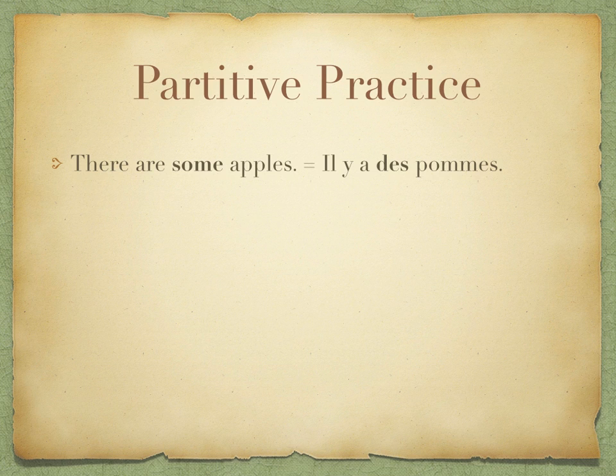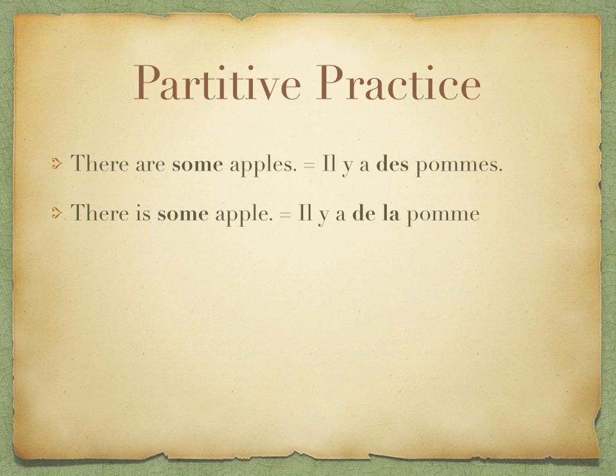But what if we're talking in the singular? There is some apple. So, like you've cut up an apple and you want to share it with your friend. How would you say, there is some apple? All we have to do is change des pommes into a singular form. Il y a de la pomme.